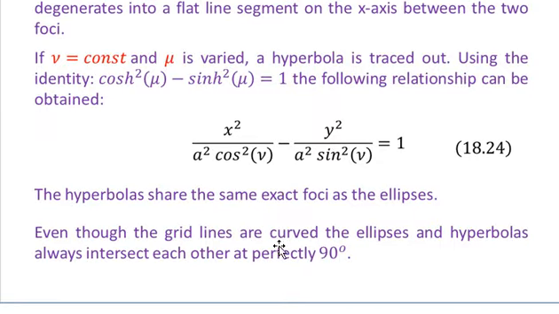Even though the grid lines are curved, the ellipses and the hyperbolas always intersect each other at perfectly 90 degrees.